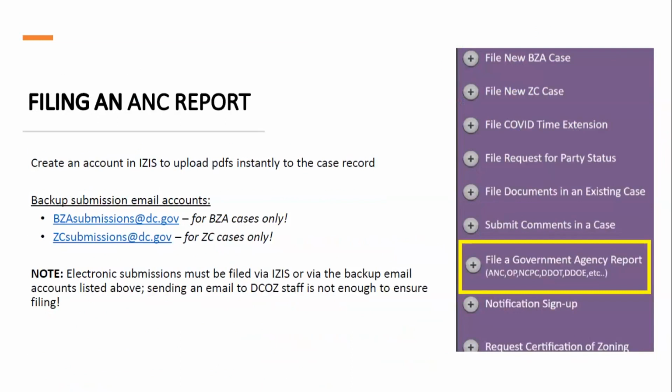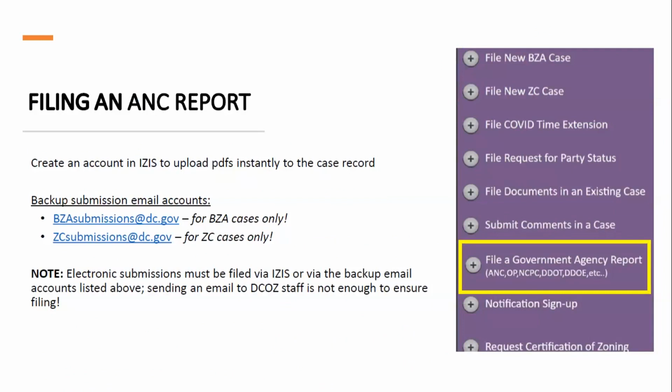So in terms of actually filing an ANC report, creating an account in ISIS to upload PDFs is really the fastest way to file submissions to the record. So if you haven't created an account or need technical assistance with setting one up, you can always call our office and we can help you out.